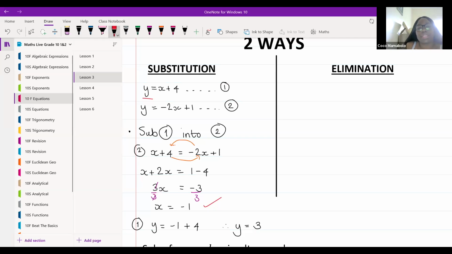We are solving for x and y simultaneously. All right. Give me a thumbs up. Give me a thumbs down. How are we feeling?